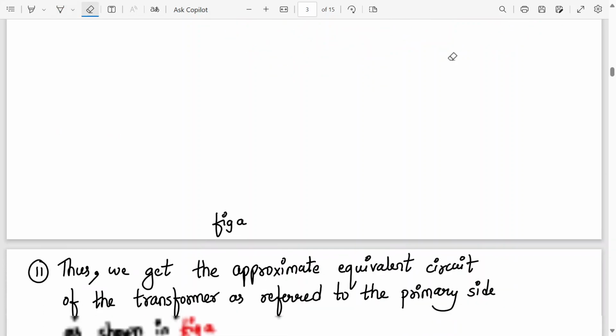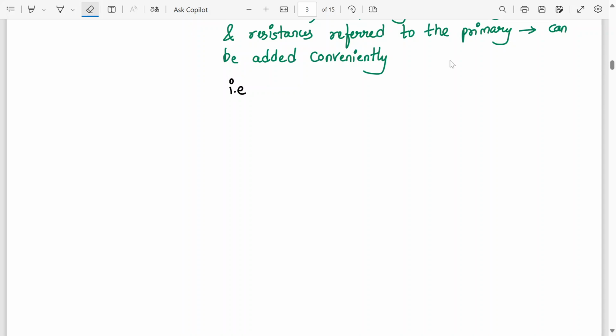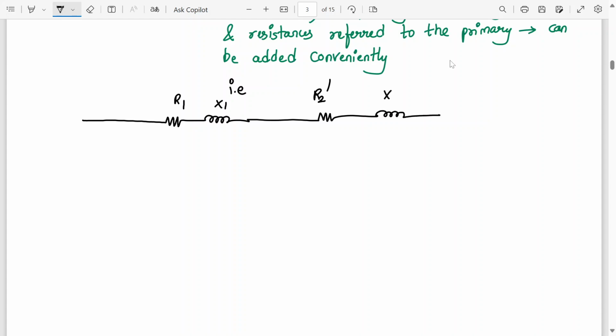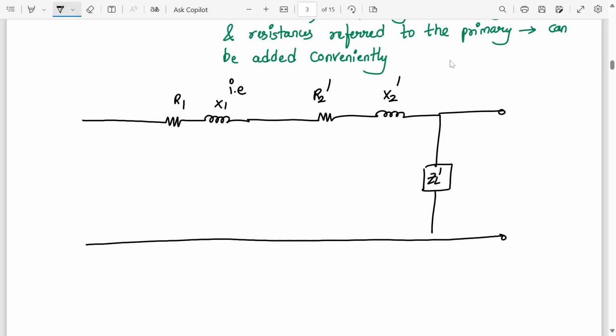Okay, so we'll start with this: R1, X1, R2 dash, X2 dash, then we have ZL dash. Here at the output we have V2 dash.